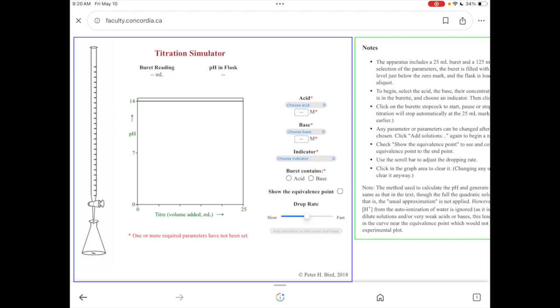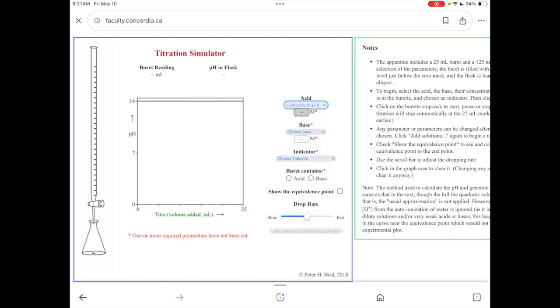So check it out. You're looking at a titration simulator, and we're going to do a lab that looks very similar to this setup next week. But I wanted to show you this simulator to explain what happens when you add acid and base together and what it looks like when the pH changes when acid and base are mixed. So the first thing I need to do is choose an acid.